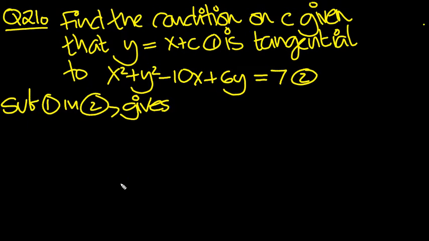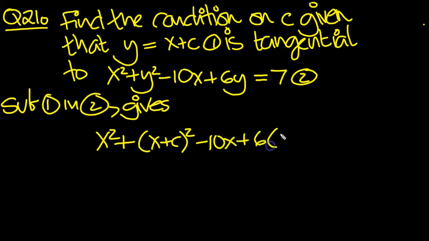And then if it intersects, it'll have 2 roots. If it touches, it's just going to have 1 root, this quadratic. So that's where we're heading. So this gives then x squared plus y squared, which is the x plus c squared, minus 10x, plus 6 times y, which is x plus c, minus 7. I'll bring the 7 over across the equals and make it minus.